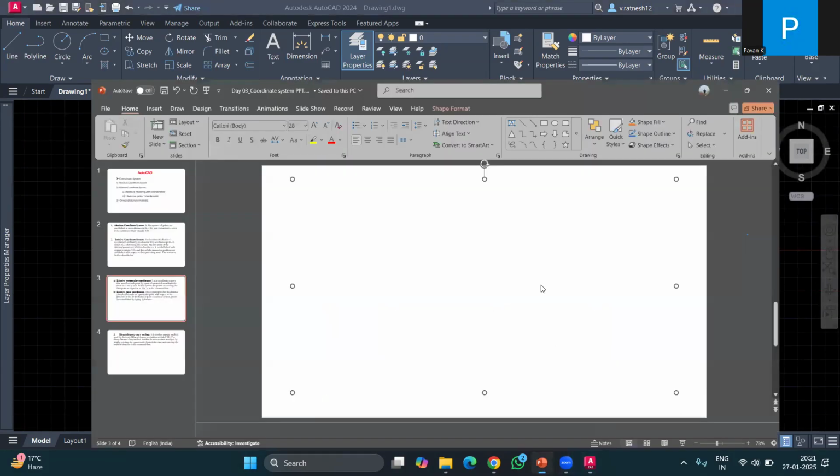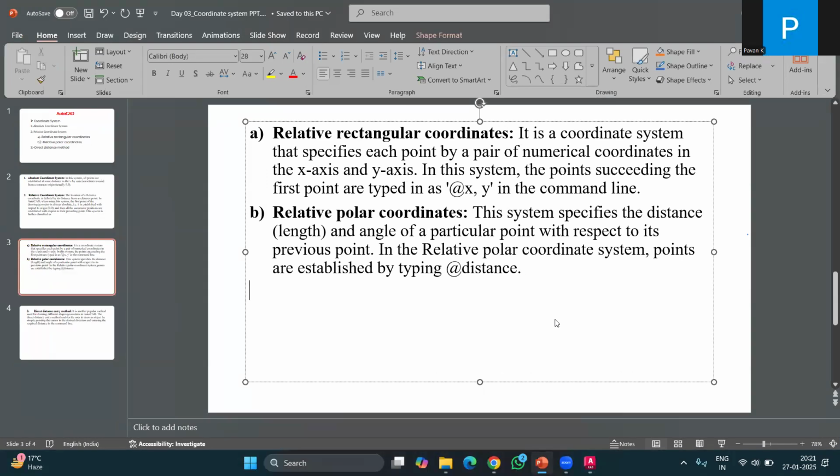So this was the relative rectangular coordinate system. Now we are going to learn the relative polar coordinate system. I said earlier that polar means angle. You can read this: this system specifies the distance, length, and angle of a particular point with respect to the previous one. Same as with rectangular, but you don't have to provide any y value. You just put an angle, and the angle by default is taken anti-clockwise.